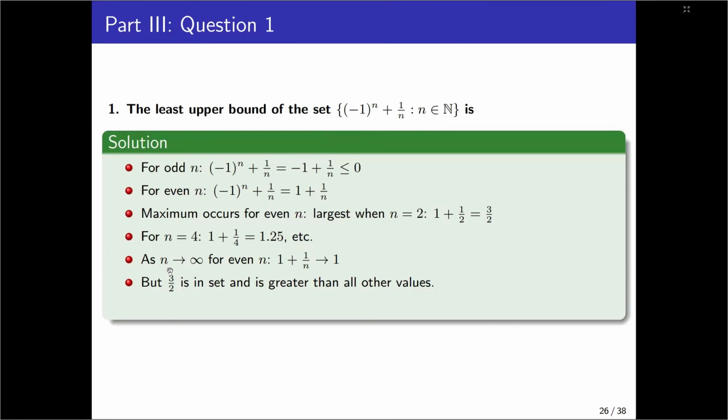Therefore, 3/2 is the maximum element, which is obtained whenever n is equal to 2, the first even natural number. All the other values are less than that. Therefore 3/2 is one of the possible upper bounds of this set, and the smallest upper bound could be 3/2. And therefore, the least upper bound for this set is 3/2.